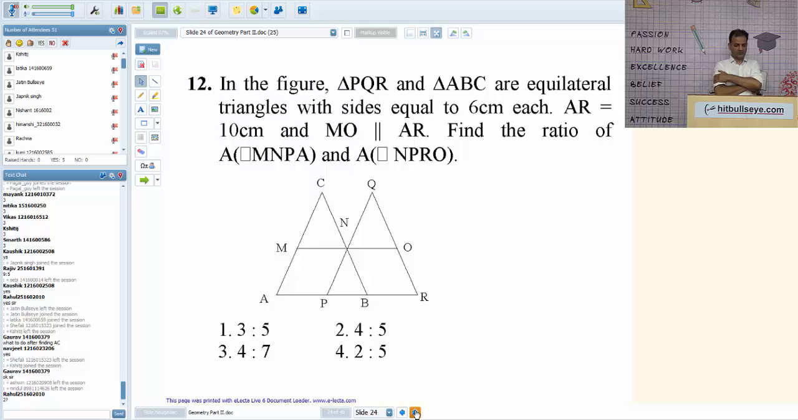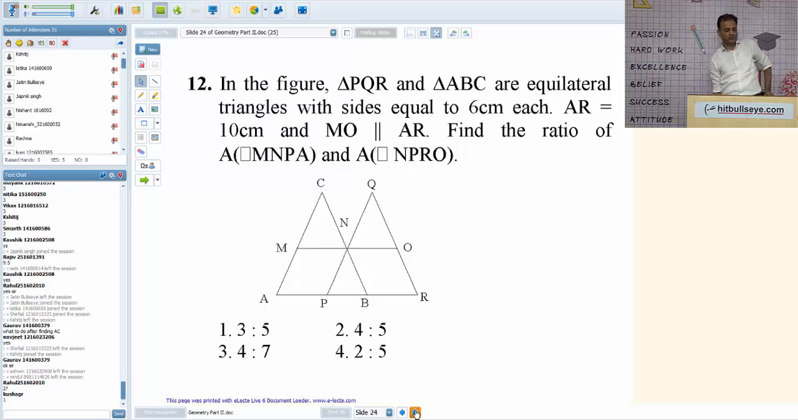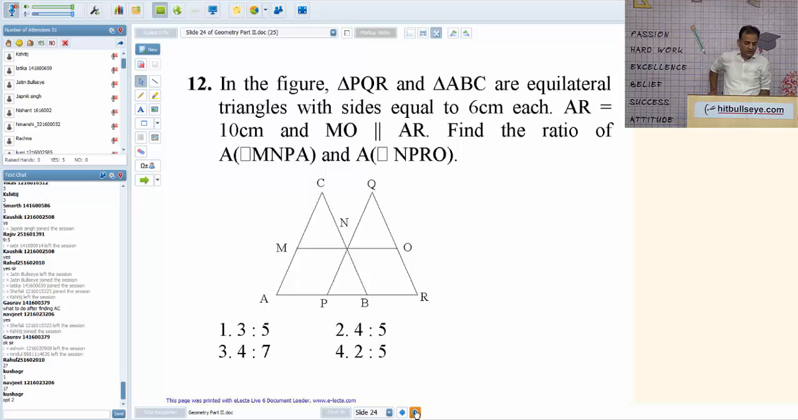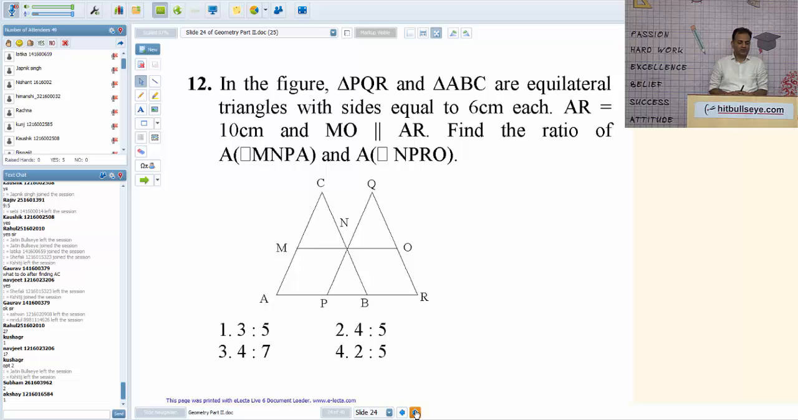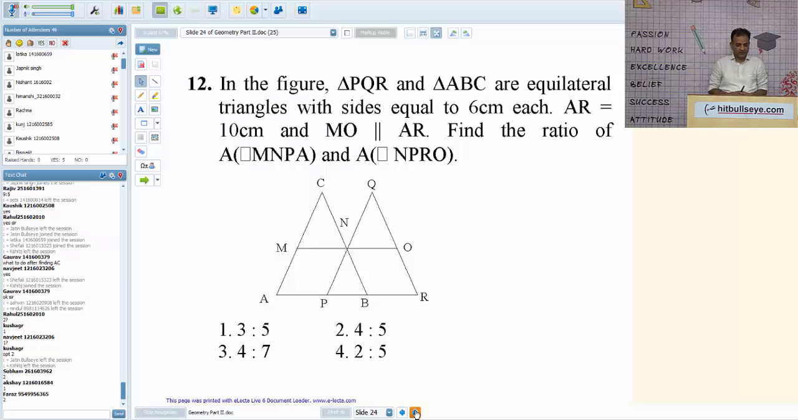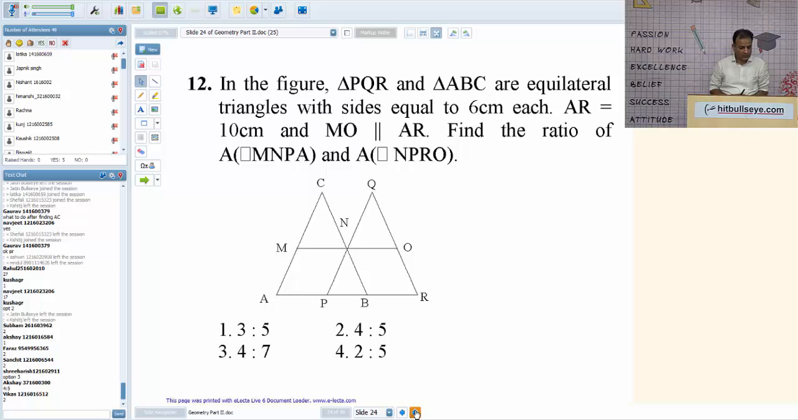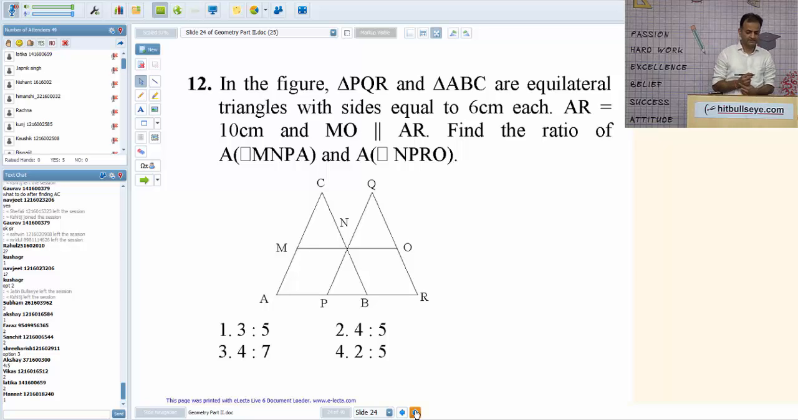Rahul has come with the second option, 4:5. Kushagra, 3:5. Navjeet. Okay, Kushagra has changed to option 2. Navjeet, option 1. Shubham, second option. Akshay, first option. Faraz, second option. Option 3. Option 2. 4:5. Okay. Mannat, first option.